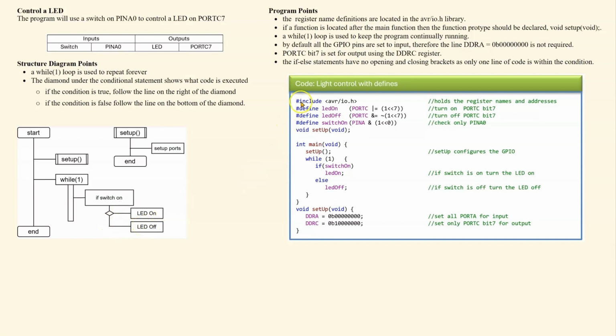Looking at the code, the hash include brings in the AVRIO library, which holds the register names and addresses. We have the macro code for turning the LED on, LED off, and for testing the switch. We have the main void here set up, where we set up the data direction registers. We come down to while 1, repeat forever. If the switch is on, the LED goes on, else the LED goes off.